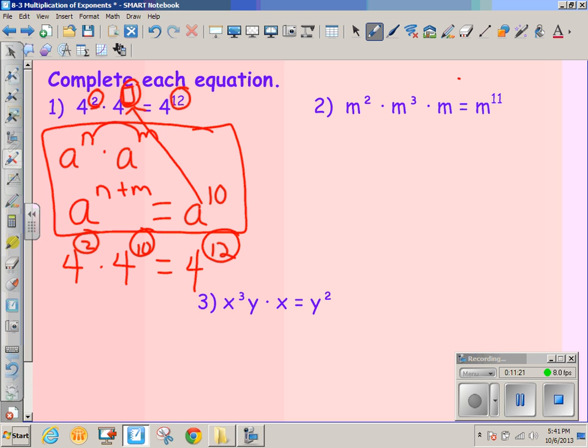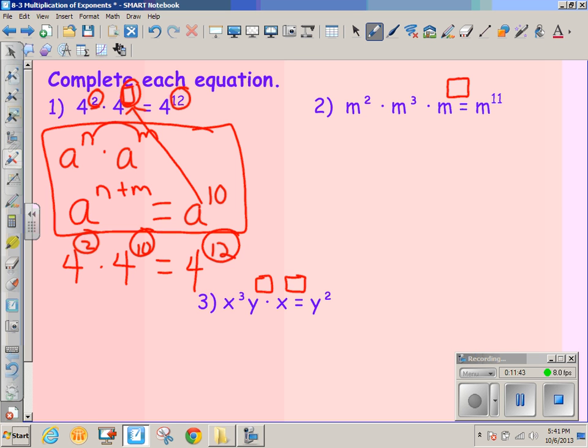On number 2, you are filling in the box here, and on number 3, what are we filling in on number 3? You're doing the y and the x. So go ahead and pause the video, do those two, and then you can check your work.